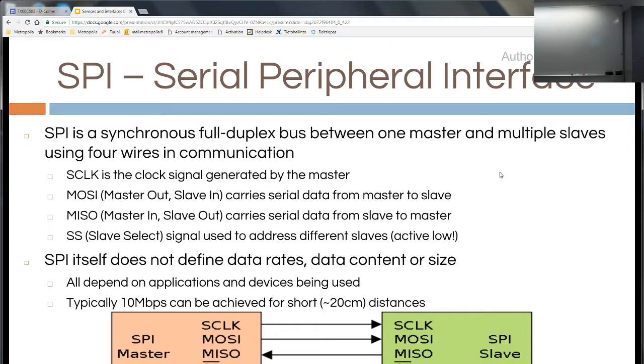Anyways, the data lines: MOSI, master out, slave in. So simple, driven by master and read by slave, or listened by the slave. Another one is MISO, which is master in, slave out. So that's the way the master reads the data from the slave. And then the chip select. Most commonly the chip select is low active.